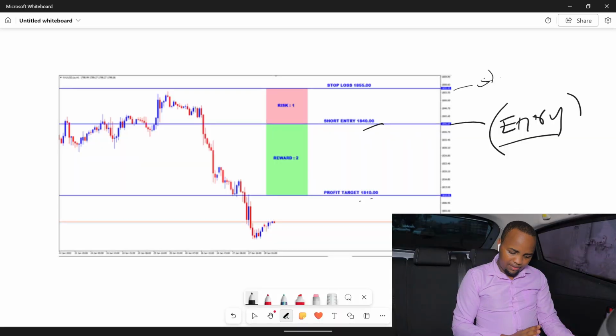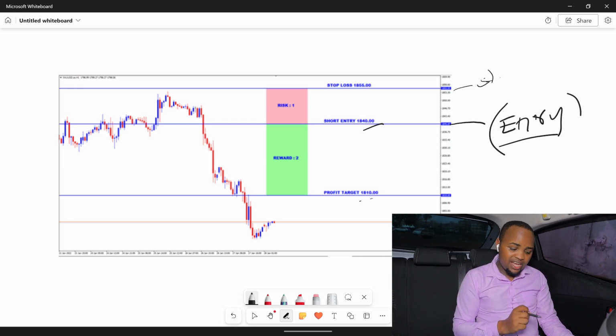Now look at this. After identifying the entry point, which is very important, the next thing you have to identify is not the TP. You're not going to be looking at how much you can make in the market, which is the most common mistake made by beginners. They keep looking at what they can make in this market, what is in it for them. But no, this is not what we are going to do.